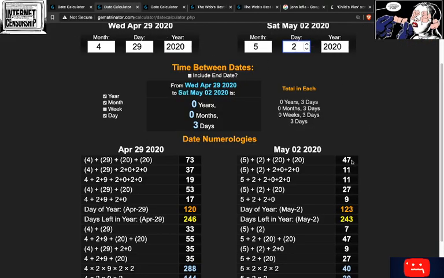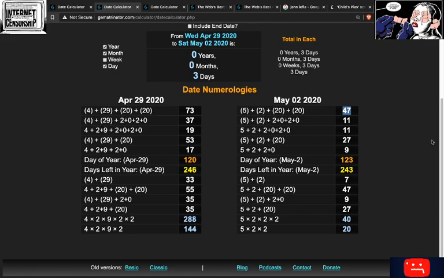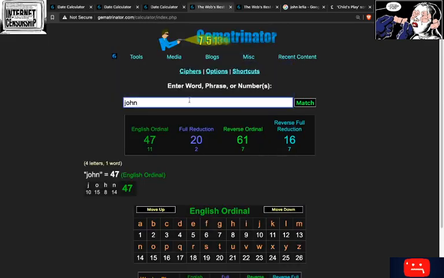May 2nd. Here's the 47. So that's why it's in the news. May 2nd, 47, because look, in gematria, John, just using A as 1, B as 2, very simple, equals 47. J is the 10th letter, O is the 15th letter, H is 8, N is 14. You add them together, you get 47. All right, we got 20, 61, and 16.